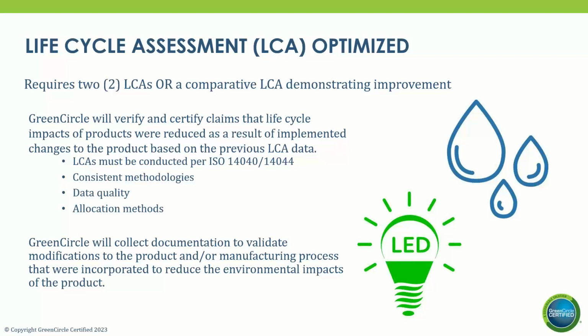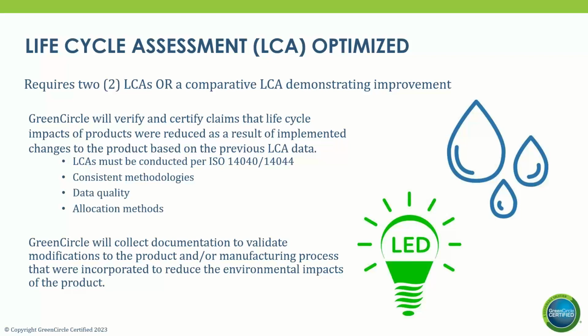When this implementation is complete, then the company performs the product's second LCA, and GreenCircle can verify the reductions achieved. For third-party certification of this reduction, the verification steps will ensure that the LCAs are comparable by reviewing the reports and data sets for items such as the goals, the methodology, the functional units, and the boundaries.